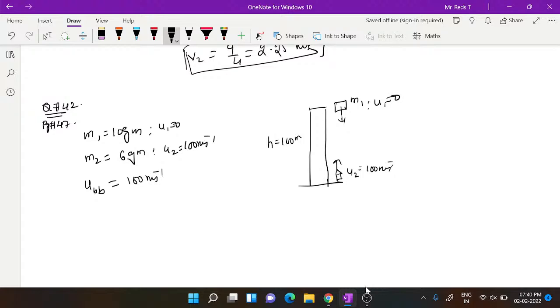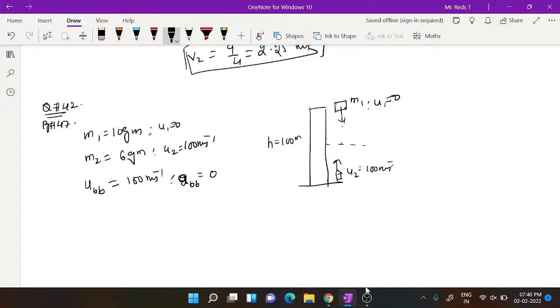Because both are moving under gravity, the acceleration of block with respect to bullet, or bullet with respect to block, will be 0. Gravity on this is downwards, on this also downwards, in the same direction, so g minus g will be 0. But you can see the relative distance traveled. After some time they meet somewhere here. If the total distance is h, this has traveled some distance x, this has traveled h minus x, and the total distance traveled will be h.